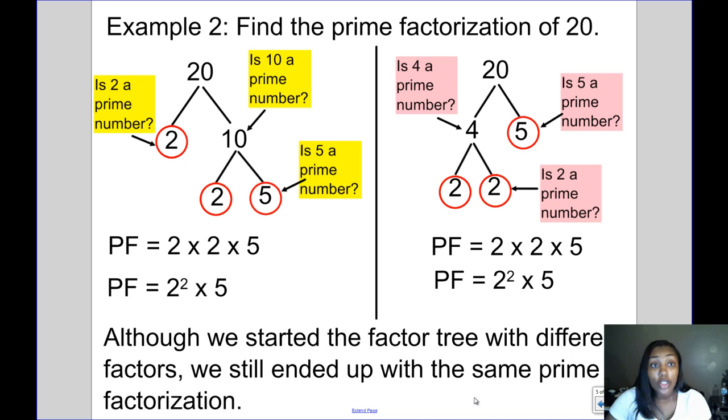So just remember that the prime factorization of a number is a multiplication sentence that has only prime numbers, and to find the prime factorization of a number, you actually want to create a factor tree.